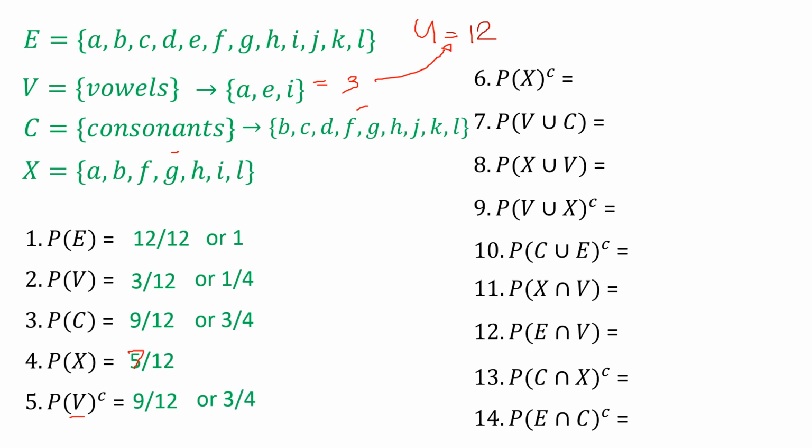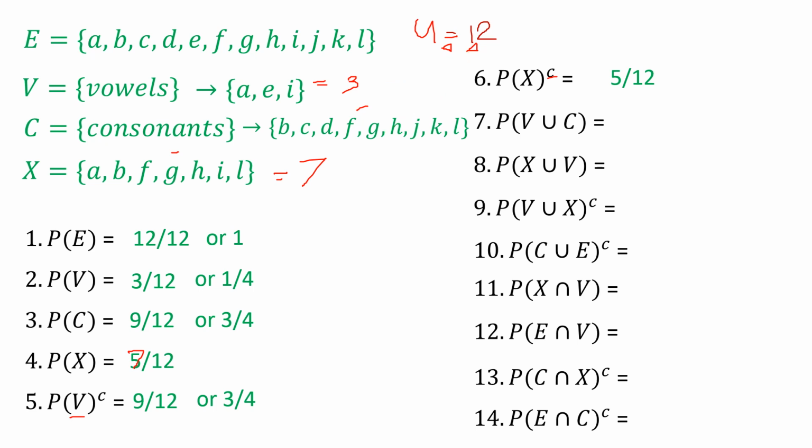Next one. Number 6, we do have the complement notation again. So, we do have probability of X complement. For our X, we do have a total number of 7. But since we are not dealing with X, instead we are dealing with the complement of X, we subtract this from our universal set. 12 minus 7, the answer is 5. So, therefore, we have 5 over 12. We can further simplify this one. For number 7, we do have the union.